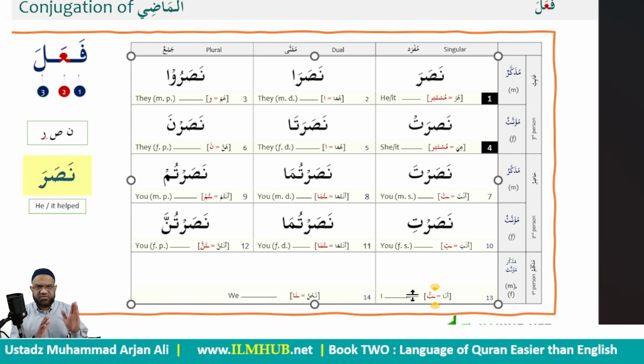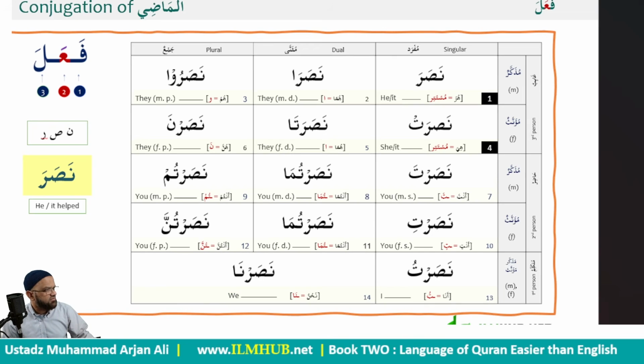Again, all of them from number 6 onwards have sukun on the third root letter. Then we have here nasartu, nasarna. So you can see, alhamdulillah, exactly the same as what we did previously. And this is how you will conjugate every single madi in the past tense.